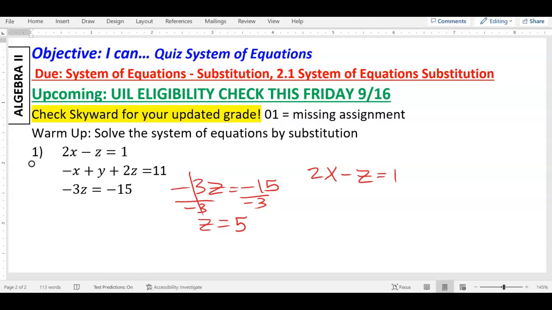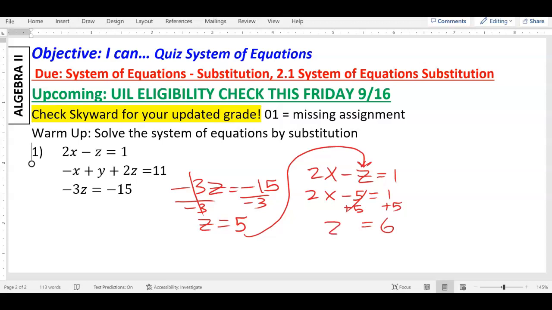And if z equals 5, then we'll put that 5 right there. And let's write it. So 2x minus what? Which is 5, right? Now, this is a two-step equation. How do I get x by itself? What do I do first? Let's get rid of that loner. The opposite of minus 5, we're going to add 5 to both sides. 1 plus 5 is what? 6, right?